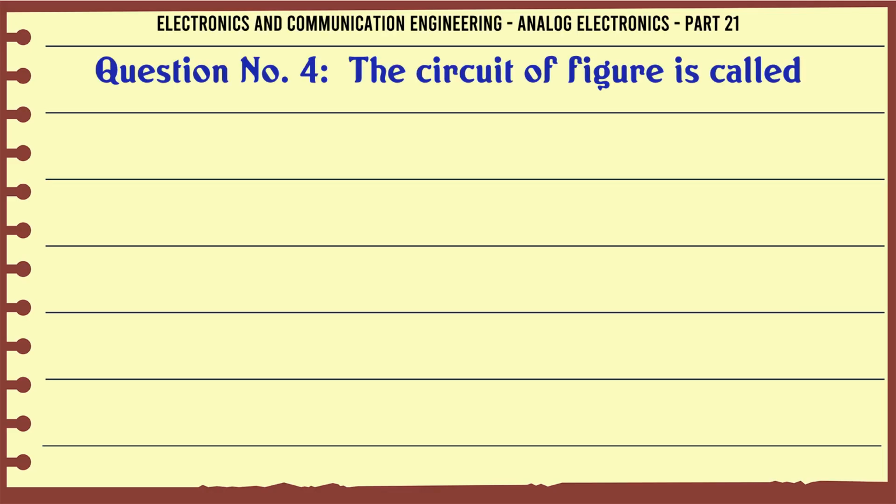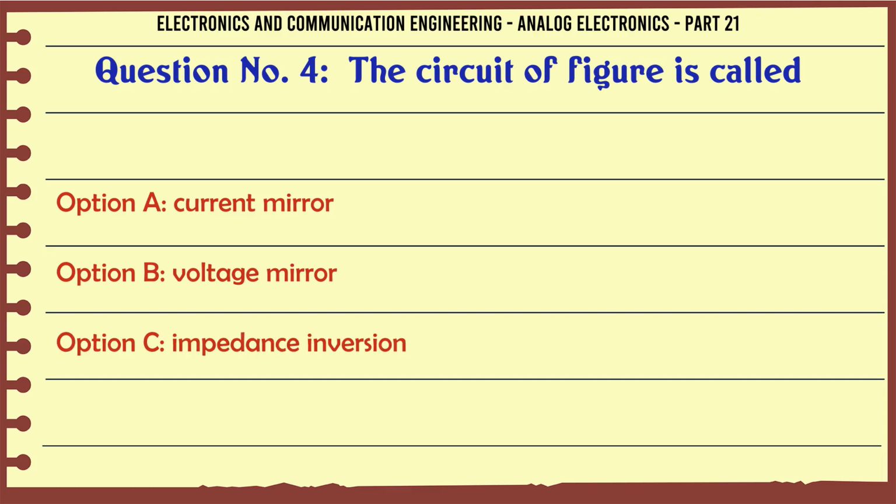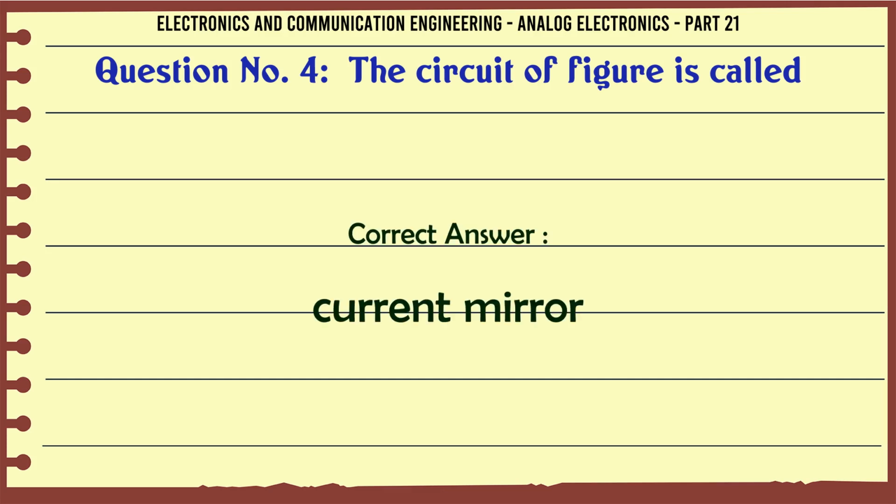The circuit of figure is called A. Current mirror. B. Voltage mirror. C. Impedance inversion. D. Phase splitting. The correct answer is current mirror.